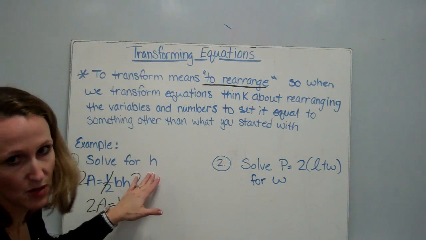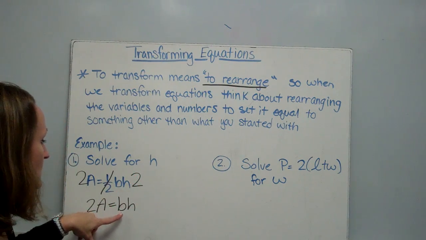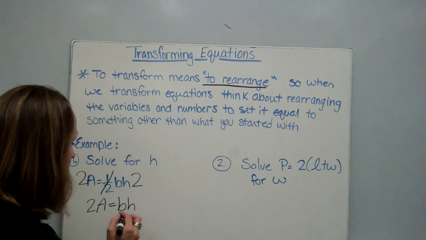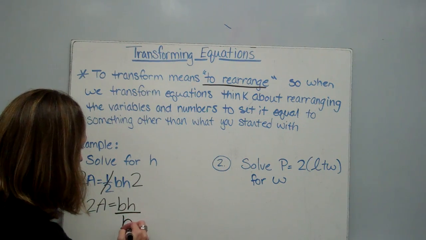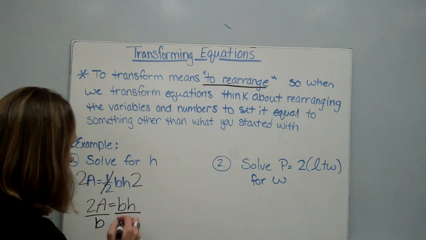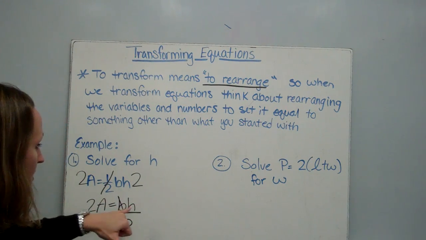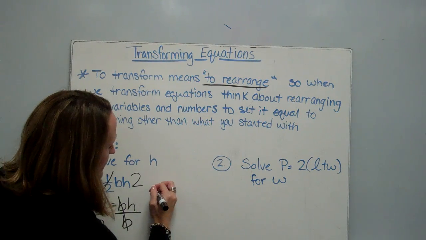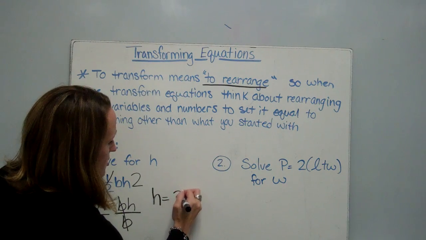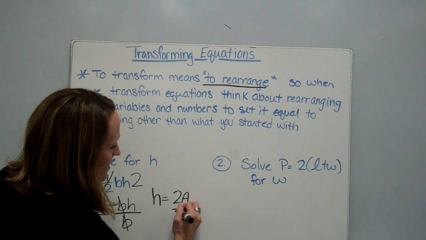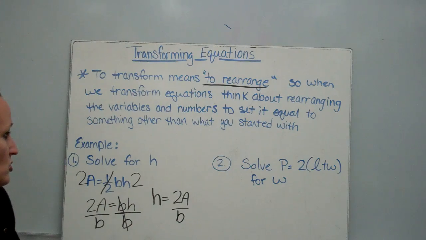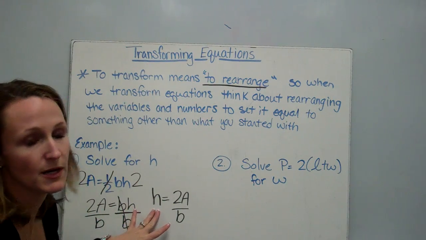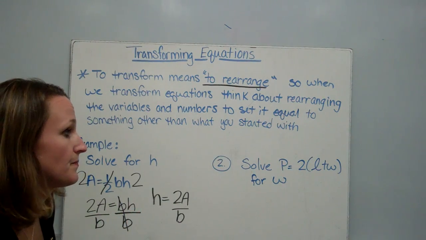But I'm not done because I'm solving for h. So what's next? Get rid of this b. Well, remember, two variables beside each other are multiplied. So to get rid of that b, I'm going to divide. Okay, so that crosses those out. So now I have h by itself, and everything else is over here. So when I solve for h, I find out that h equals 2a over b. Okay, so I transformed our area of a triangle equation into something where I solved for h, or the height.